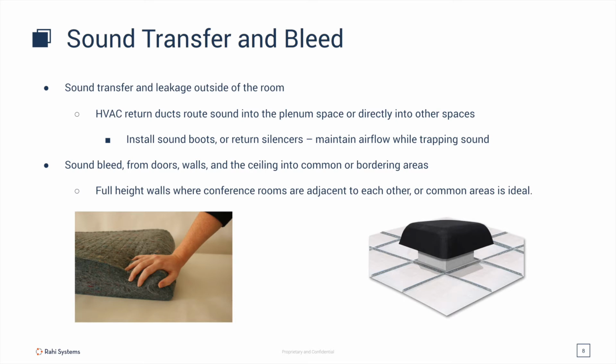Sound bleed can also occur from doors, walls, and the ceiling into common or bordering areas. Ideally, full-height walls where conference rooms are adjacent to each other or abutted to common areas is ideal for construction. Alternatively, door sweeps, perimeter seals, in-wall or above-grid batting or insulation, and more absorptive acoustic ceiling tiles can all go a long way to keeping the sound you want in the room and not in the hallway.